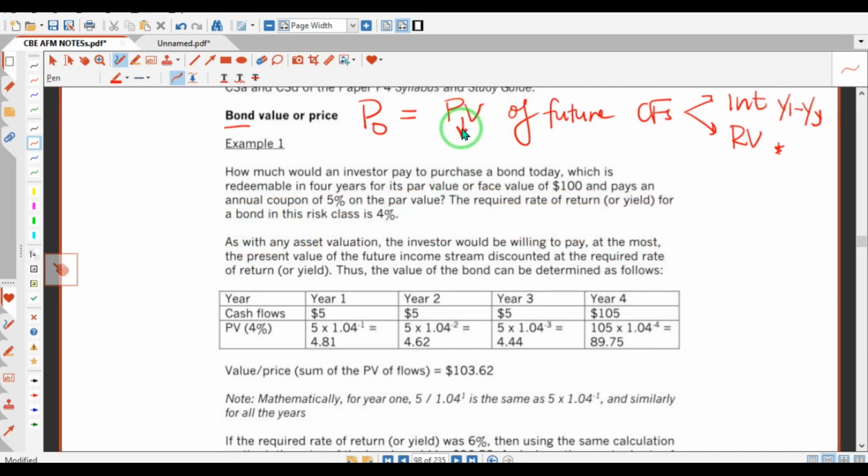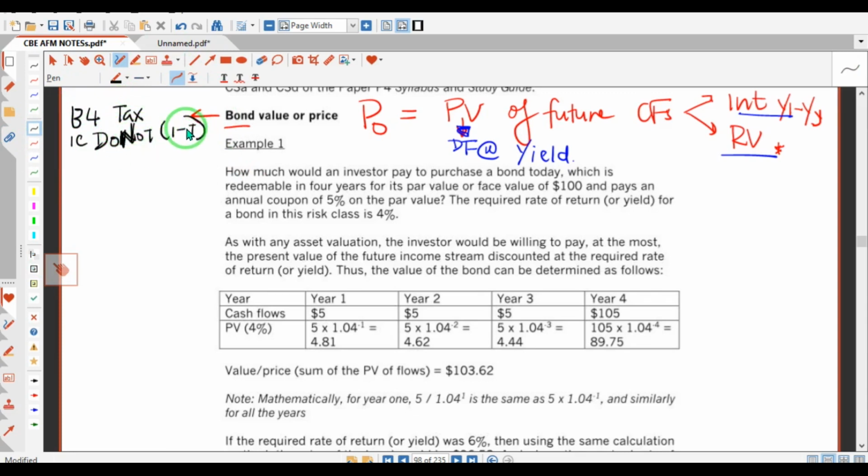The present value, I forgot to tell you just now, is where you need a discount factor. To discount all these cash flows, this discount factor must be the yield. And you must remember, for a bond valuation, all the computation is done before tax. Is that okay? Before tax, i.e. do not use 1 minus tax.